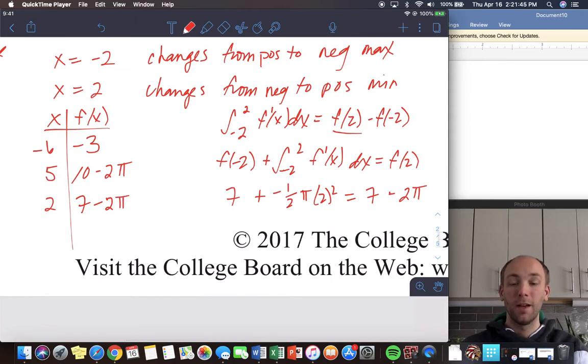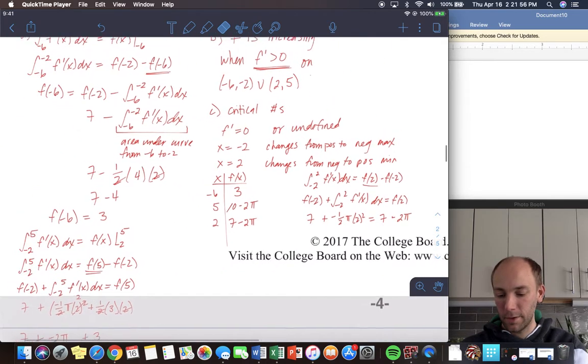Okay. If we're looking for a minimum, we need to reason through these different answers. Let's see. I don't know why I put negative 3. That should have been a positive 3 there. I apologize.